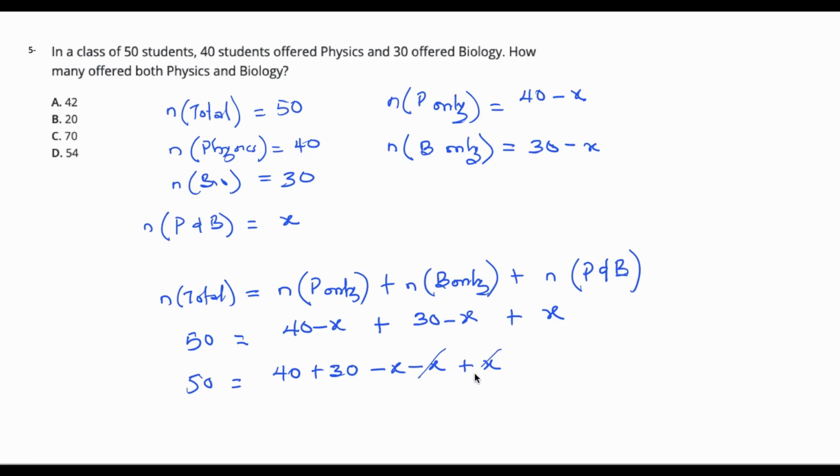So minus X cancels out plus X, and we're left with 70 minus X. So from here, we know that X is equal to 70 minus 50. And that's X is equal to 20. So the number of students that offer both physics and biology is 20. And the answer right here is B.